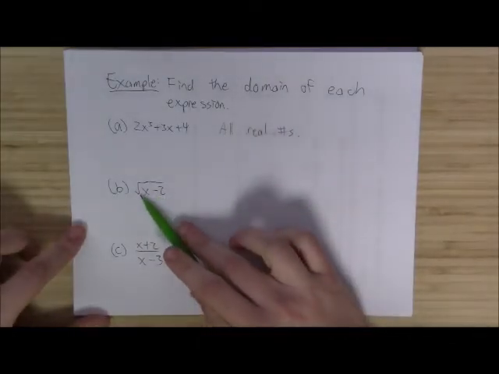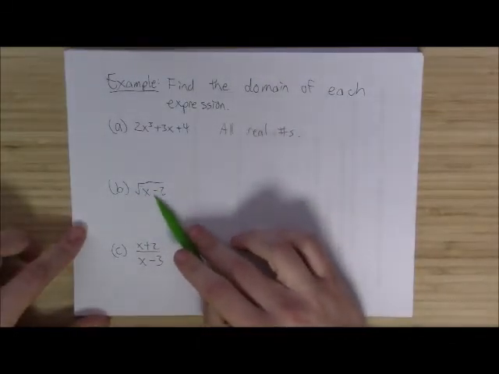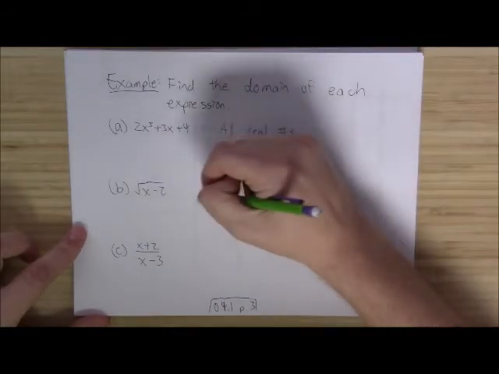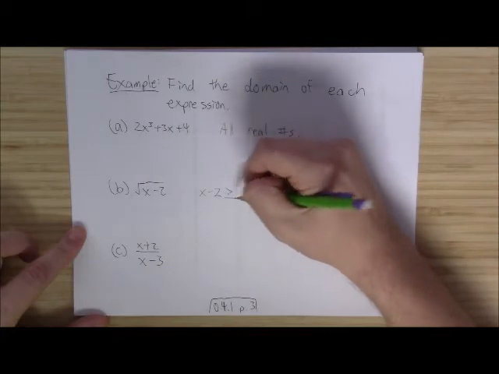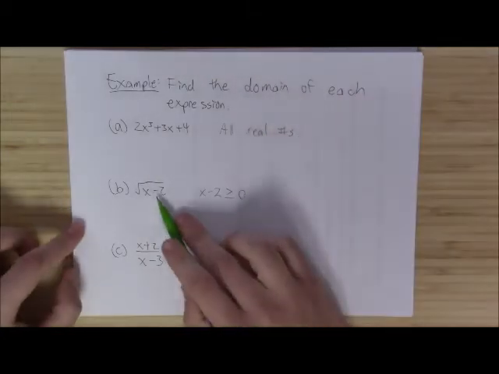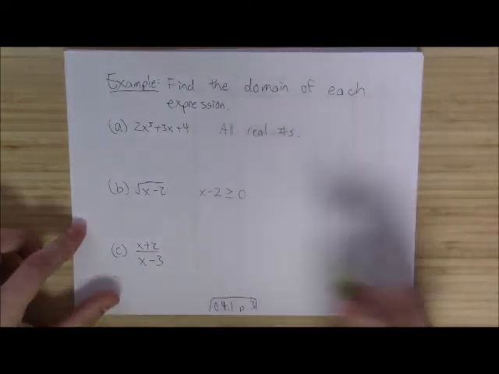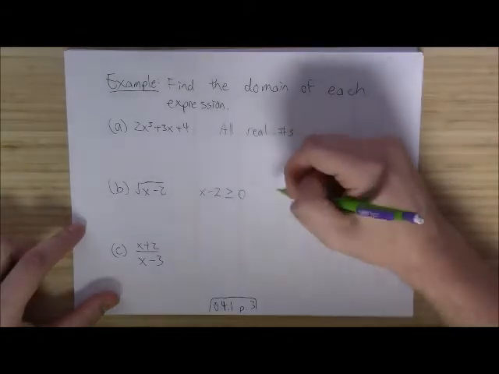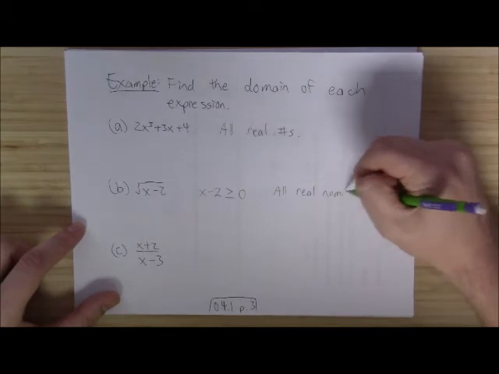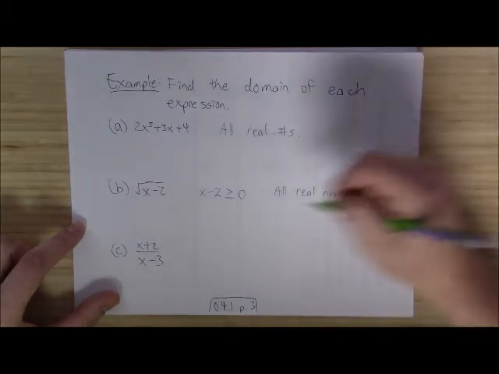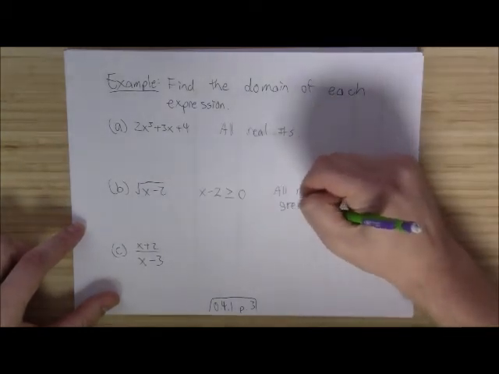Here we have an even root, namely a square root, and so what we know is that x minus 2 must be greater than or equal to 0, because we can't have it be negative. In other words, the domain is all real numbers greater than or equal to 2.